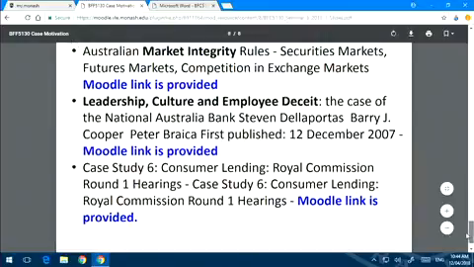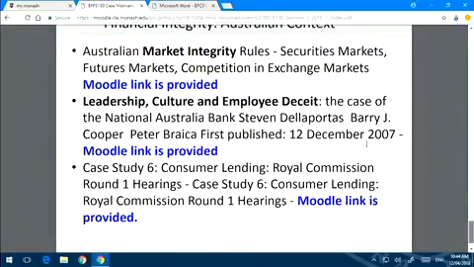Okay. So, I will use the Moodle material now. Market integrity rules, Moodle link provided, and culture. This is 2004, what happened in NAB. This is history, but it's still very important. They had a very bad integrity issue way back in 2004. Even now, if you look at the Bank Royal Commission, they still have these issues. So please take a look at that.